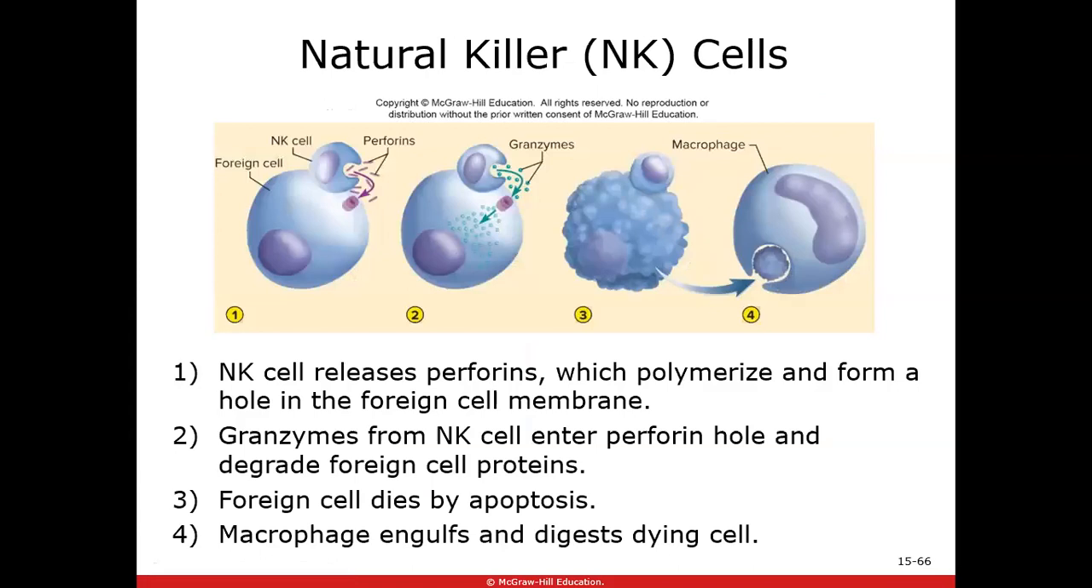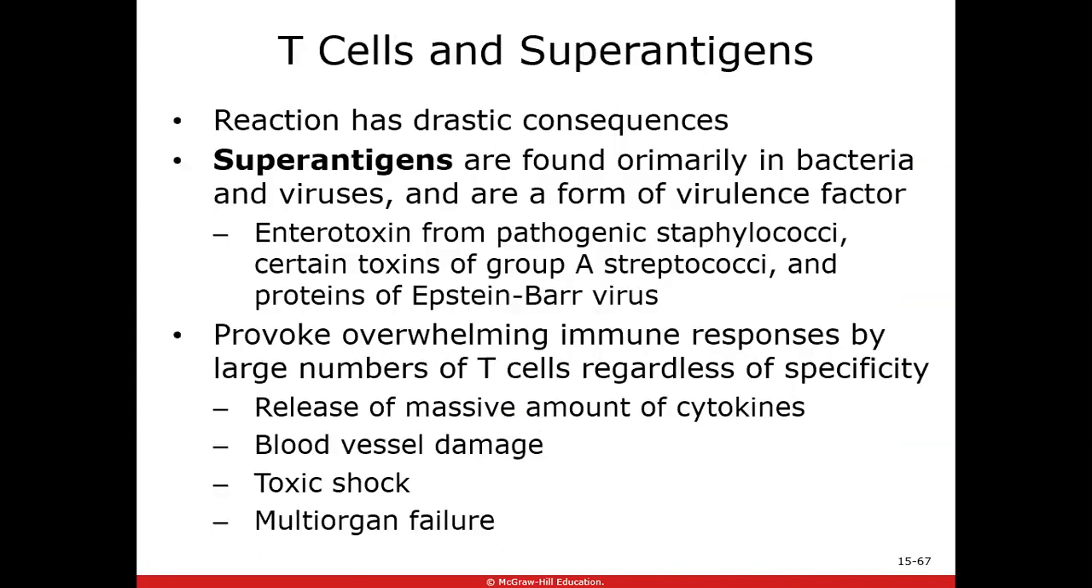All right, natural killer cells. Natural killer cells release perforins. It actually eats up the cell membrane of a foreign body. So the natural killer cell is here. This is the foreign cell down here, and it releases perforins, which actually penetrate the cell, the invading organism.